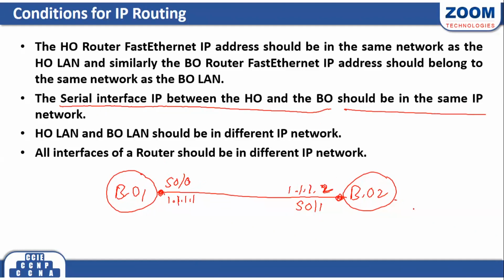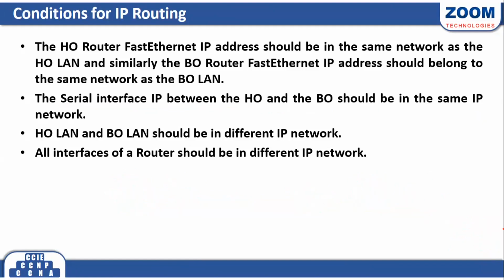Again, branch 2 is connected to branch 3. From branch 2 serial 0 connected to branch 3 serial 1. So this serial 0 IP address and serial 1 IP address should be in the same network. That is the condition. Get it? Yes, sir.